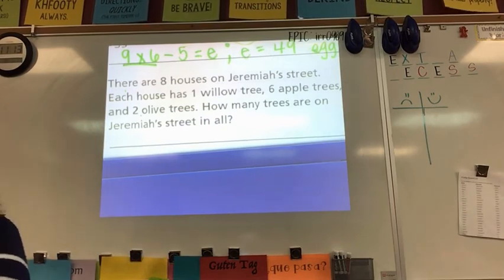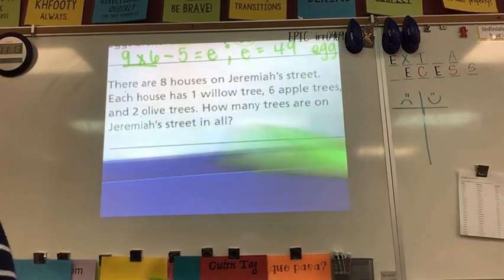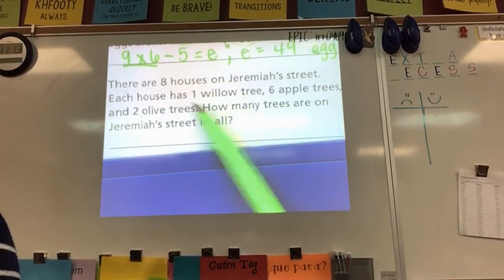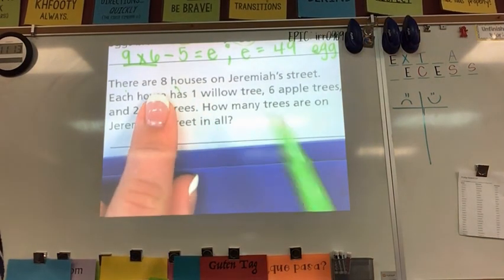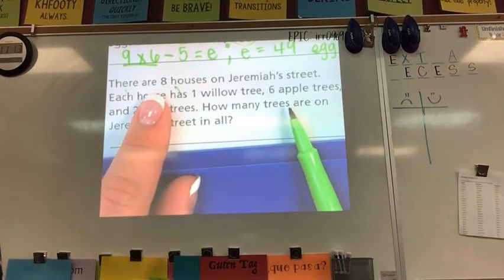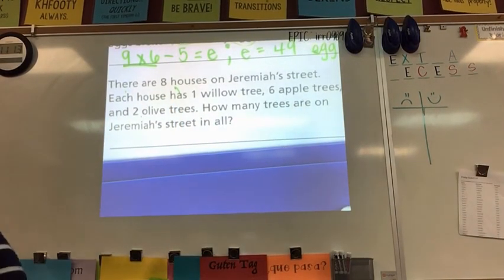some rockstar math thinking. What do you say? Oh, yeah. Rylan figured, she goes, well, there's 8 houses. If each house has 1 willow tree, then I can do 8 times 1 for the willow tree, plus 8 times 6 for how many apple trees, plus 8 times 2 for how many olive trees. That's absolutely one way I can solve this.